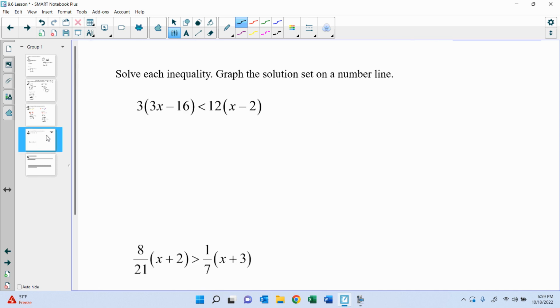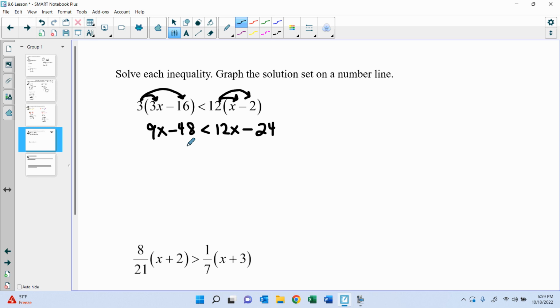All right. So let's do a couple of inequalities that have a few extra steps in it, but it's no different than the way we did this before. So it's just like this had an equal sign in it. I do the same type of solving. I see that I need to distribute on both sides. And so I'm just going to distribute, and then I'm going to solve just like normal. So I have 9x minus 48 is less than 12x minus 24, because I'm distributing and multiplying. Okay, so you distribute that.